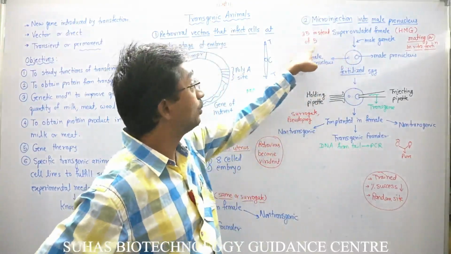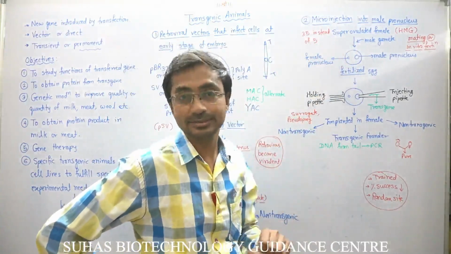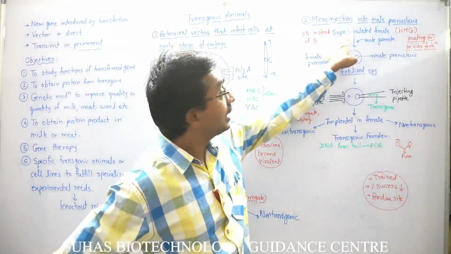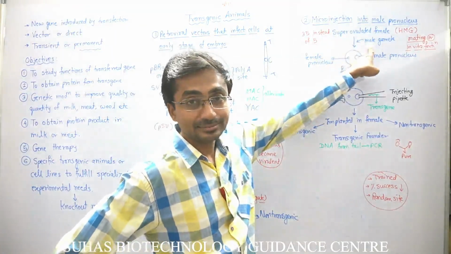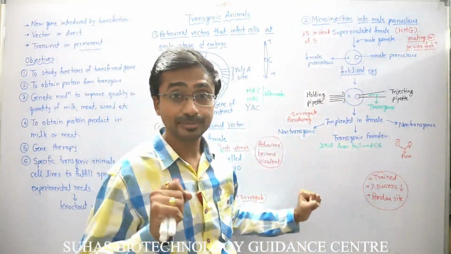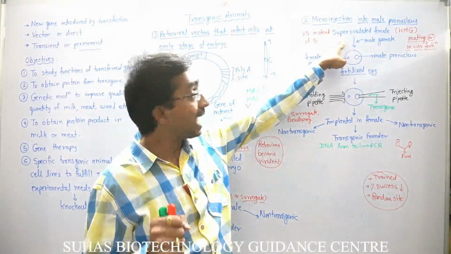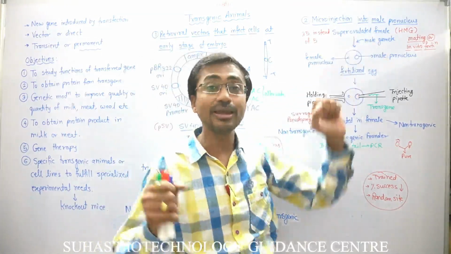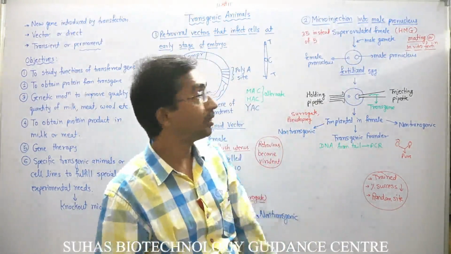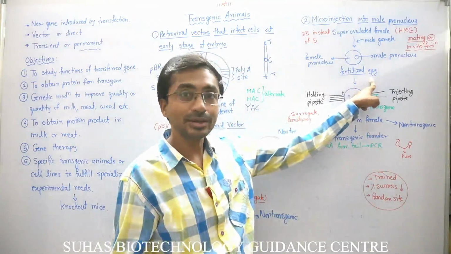Instead of 5, she might give 35, means at least 5 to 7 times. Then that female is mated with a male. Now a female, suppose we will take an example of sheep. If we have a super ovulated female sheep and we allow it to mate with a male, then definitely she will have many more fertilized eggs in her uterus.